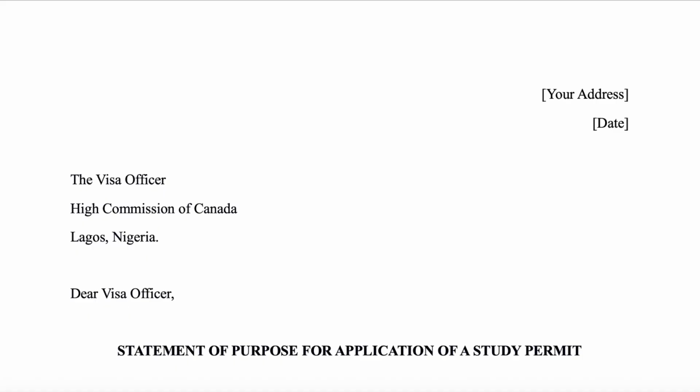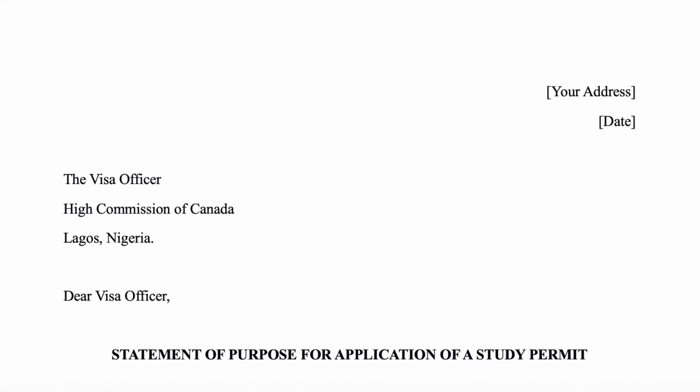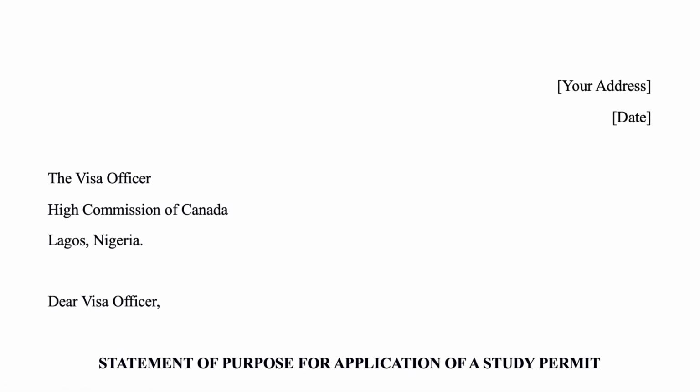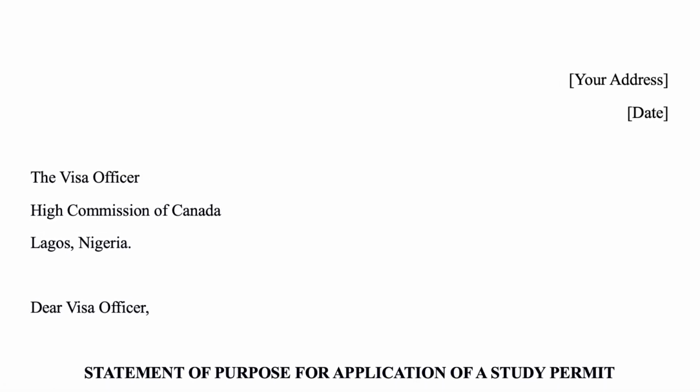Now, of course, the same way you have your address at the top, and then under that, at the left hand corner, you have the address of the visa office. All right. And then you start with Dear Visa Officer. And then the same way, the heading will probably be Statement of Purpose for a Canadian Study Permit application, bolded and centered. All right. Then you will start.